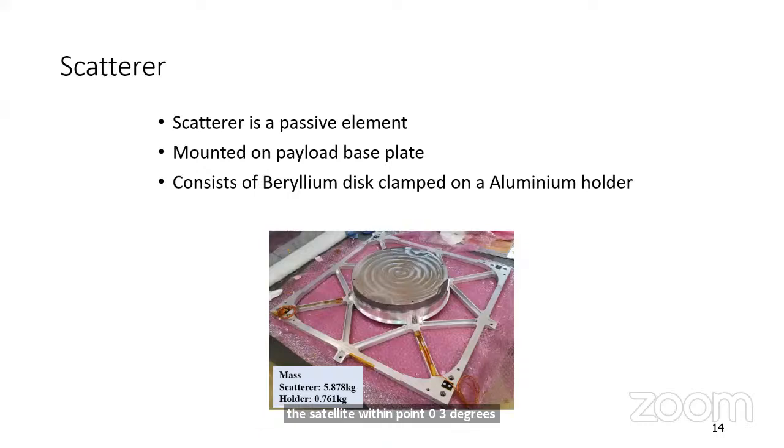So this is a scatterer. It's just mounted on the base plate. It's also a passive element mounted on the payload base plate. It consists of a beryllium disc clamped on an aluminum holder. Actually, beryllium is used here to minimize the effect of photoelectric absorption of photons in the scattering element. That's a low atomic mass material. That's the reason it's preferred to be beryllium.